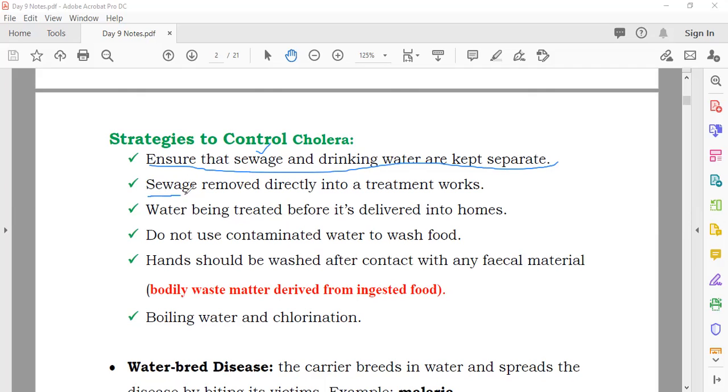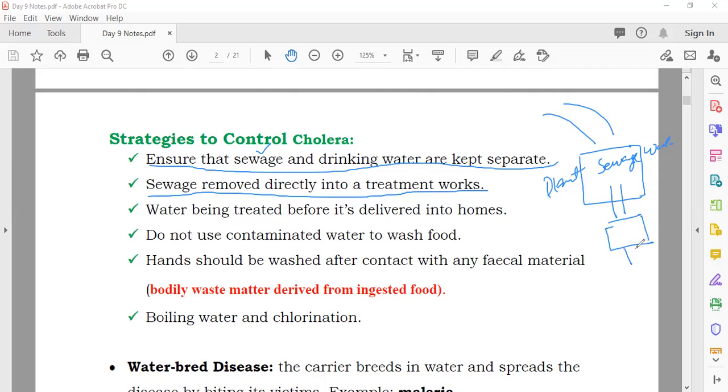Now, number two: sewage removed directly into a treatment works. In less developed countries, you will not find a special system to treat the sewage water that comes from your home. In Saudi Arabia, you will find that this sewage water goes to a special plant, used for the treatment of sewage water. Here it will pass through different steps, just like different stages.